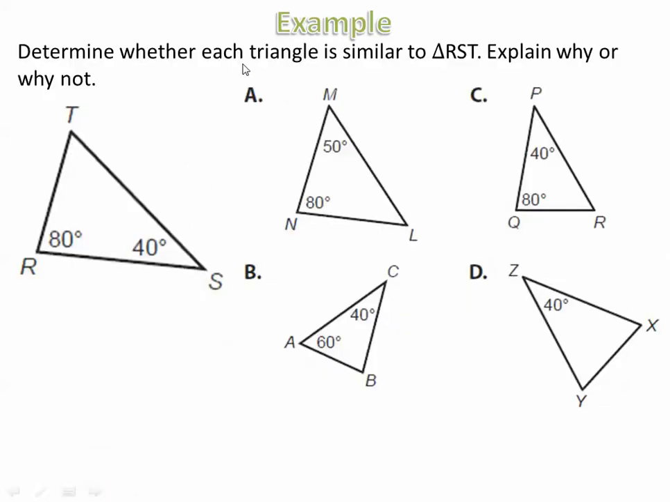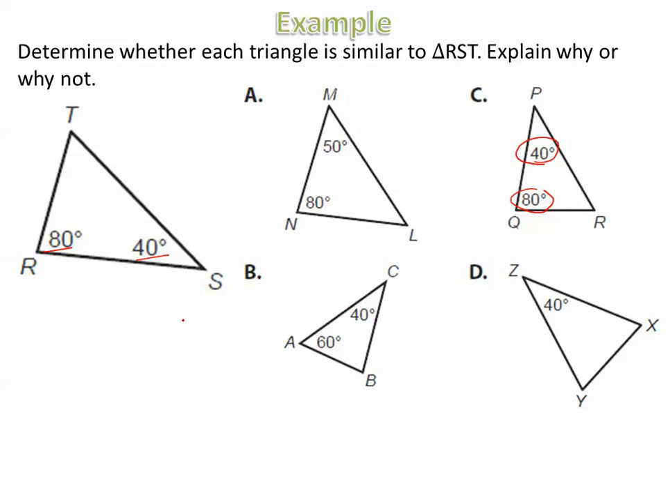Now this question says, determine whether each triangle is similar to triangle RST and explain why or why not. So let me work some magic here with my pen. I'm just going to leave it with red ink. Okay, if I look, angle R is 80, angle S is 40. And you have to realize they've kind of rotated these. So what I want to do is find a triangle that has a corresponding angle that equals 80 and a corresponding angle that equals 40. Well, that's really easy to see right here, and I can also tell that they're corresponding.